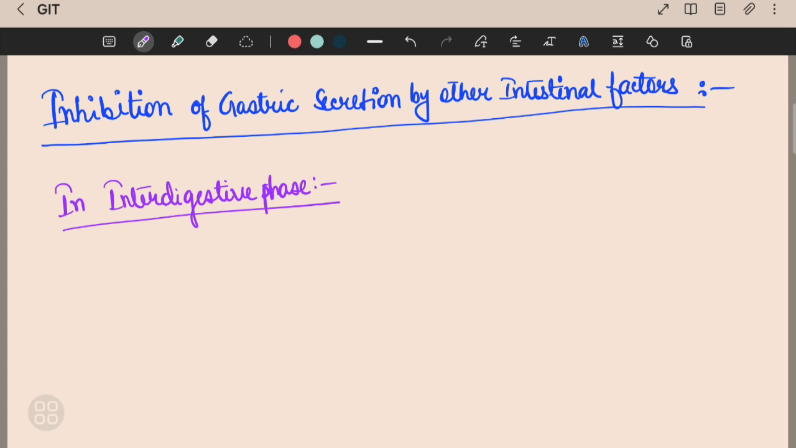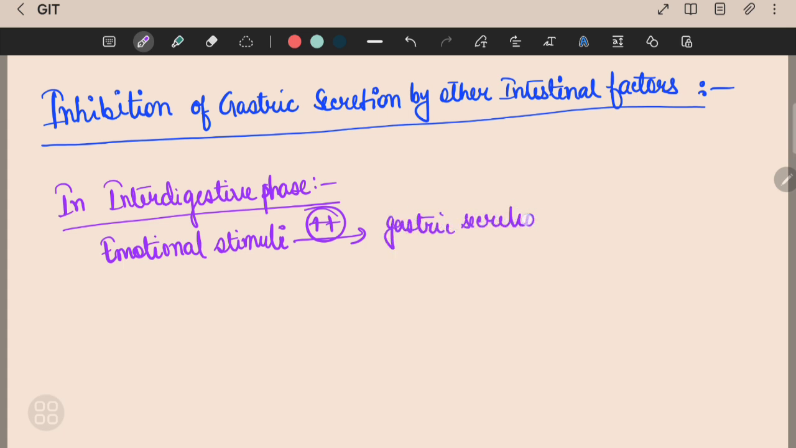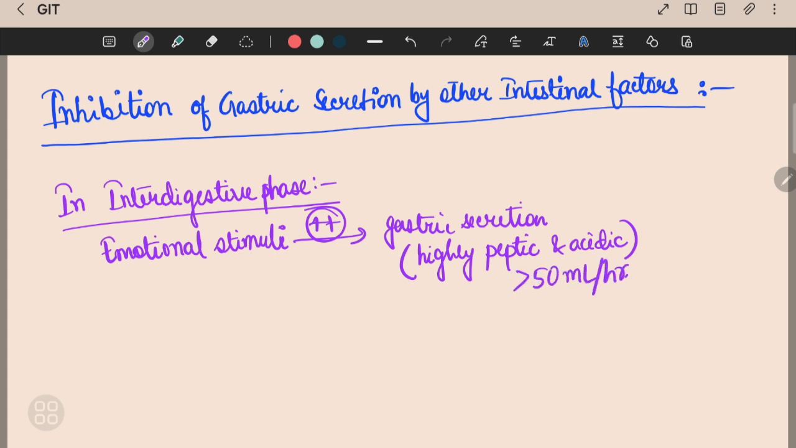This increase of secretion in response to emotional stimuli may contribute to development of peptic ulcer at times. So what will happen in the interdigestive phase? Generally in this stage, little acid is produced, but in cases of emotional stimuli there will be excess production of gastric secretion, which is highly peptic, containing pepsinogen, and acidic, more than 50 ml per hour. This can be equal to, or at times more than, the gastric juice released in the cephalic or gastric phases. This can lead to peptic ulcer.